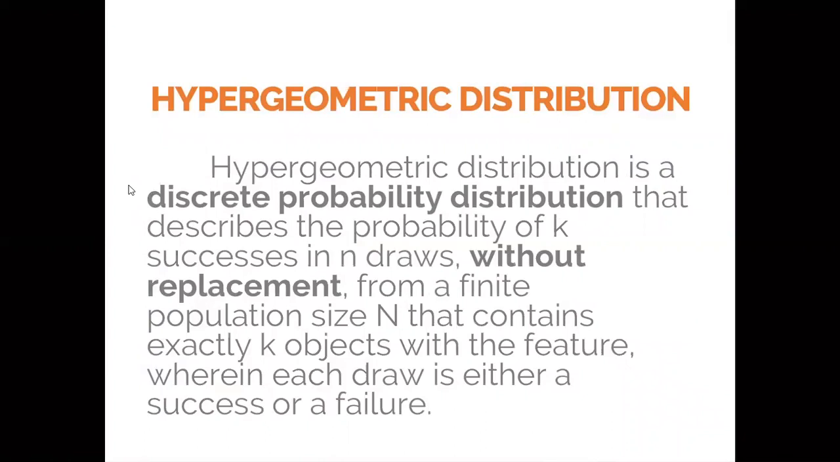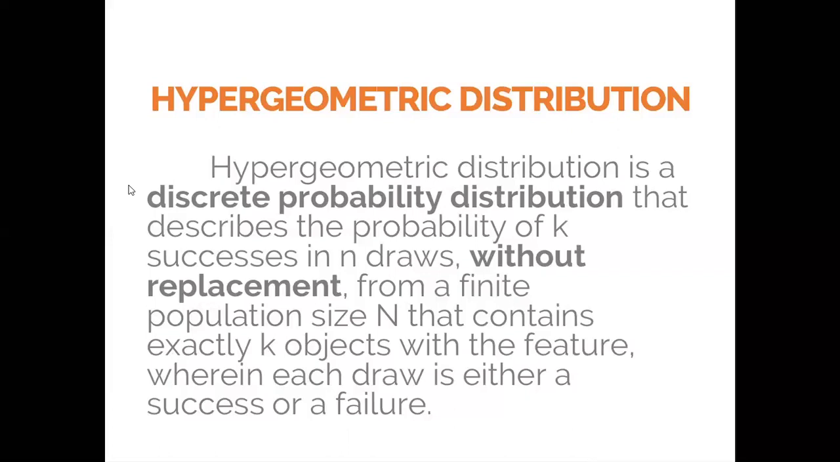So hypergeometric distribution is a discrete probability distribution that describes the probability of k successes in n draws without replacement. Ibig sabihin, hindi siya katulad dun sa binomial experiment na independent yung outcome nung mga successive trials natin. So yung trial number 2 doesn't affect the result of trial 1, does not affect the result of the trial 2. Sa hypergeometric, dependent siya.